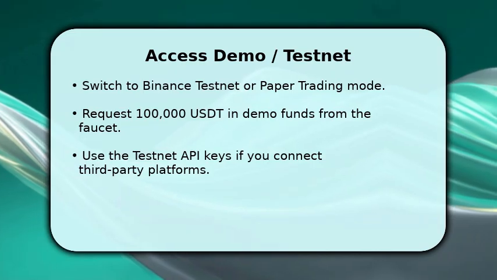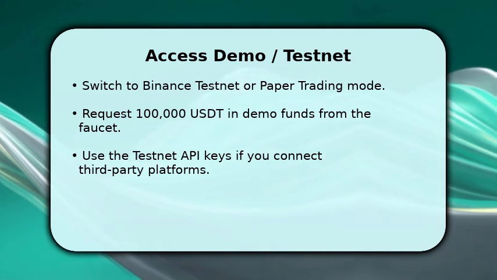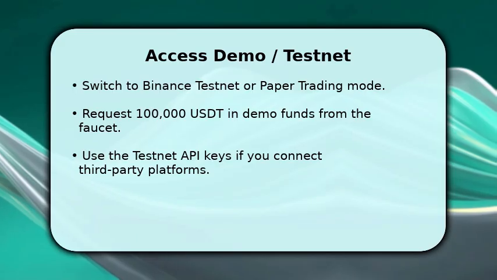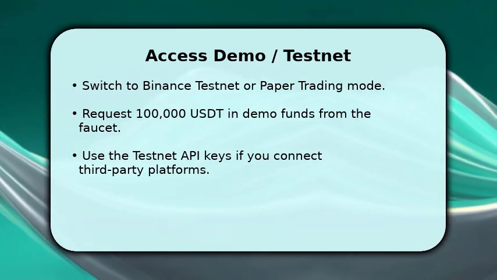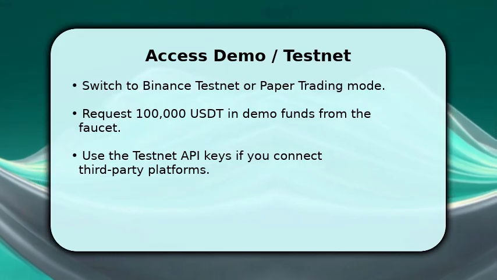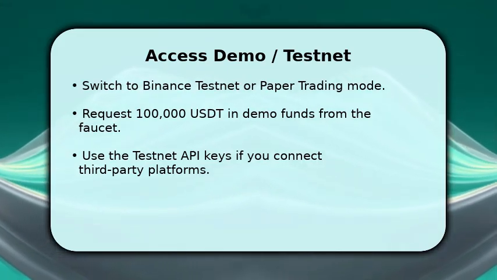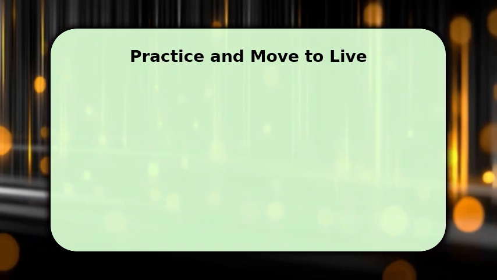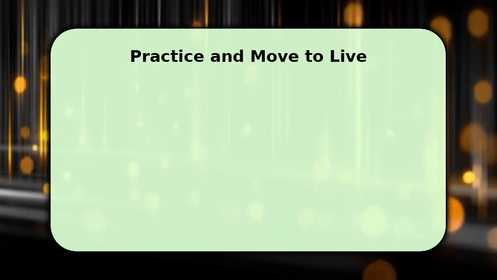If you use third-party software, generate Testnet API keys and limit permissions to read and trade only. Confirm you are on the test network before executing orders. To avoid mistakes, use the demo account to rehearse setups and risk controls. Treat demo P&L as practice, not guaranteed live results.